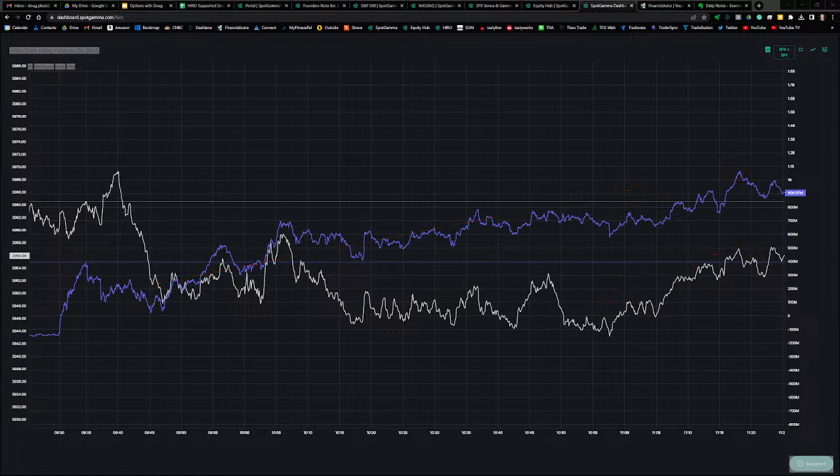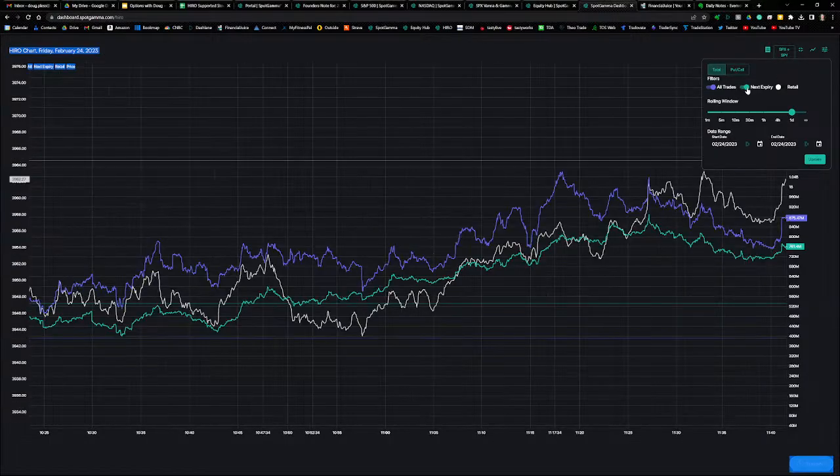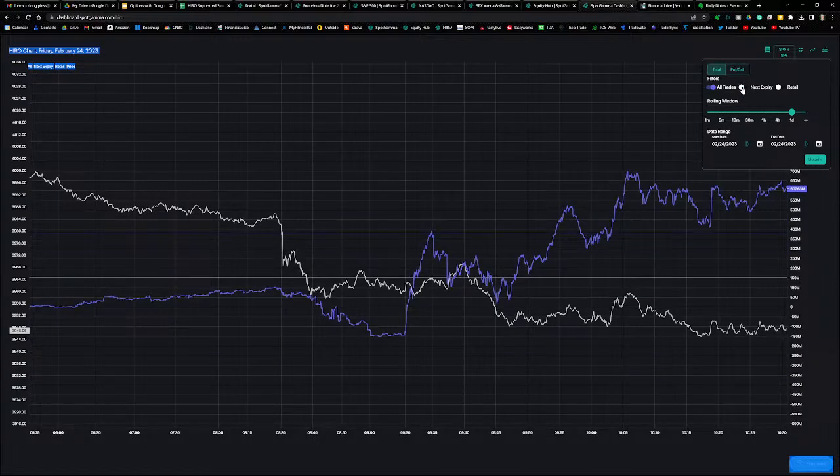And while we're looking at this chart, let's take a look at the 0 DTE, and we can do that by checking the next expiry. So that's the 0 DTE, and we can see that it is following pretty closely with the all expiry. All right, so that is the S&P 500.